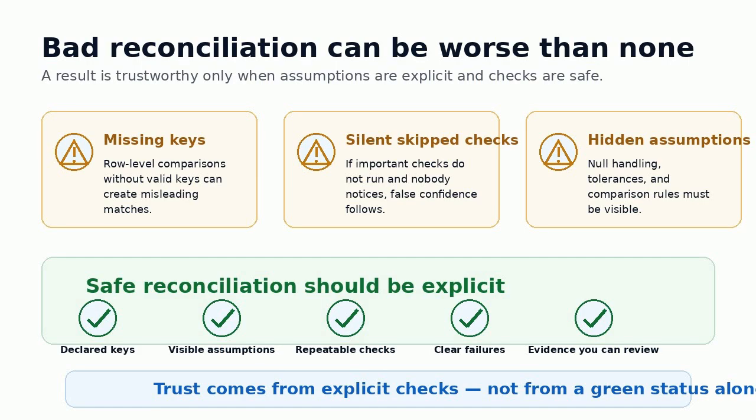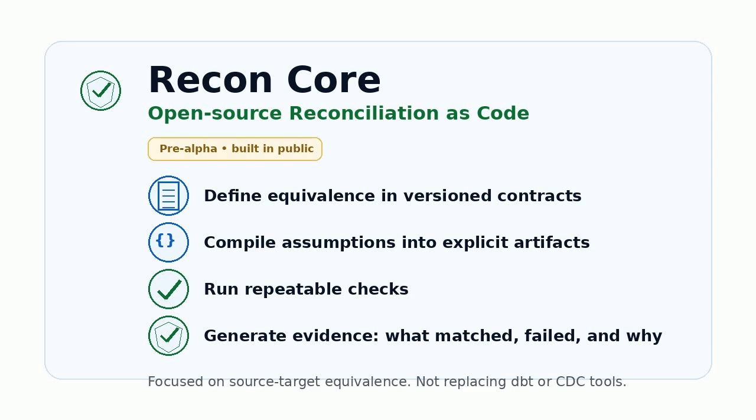And this brilliantly illustrates the need for a totally new tool. Enter Recon Core, proving equivalence. This is an early, pre-alpha open-source framework that's being built for this exact problem. It's designed to take reconciliation contracts and actually compile them into those explicit artifacts we just talked about. Now, to be clear, Recon Core has a very narrow, super-focused goal.